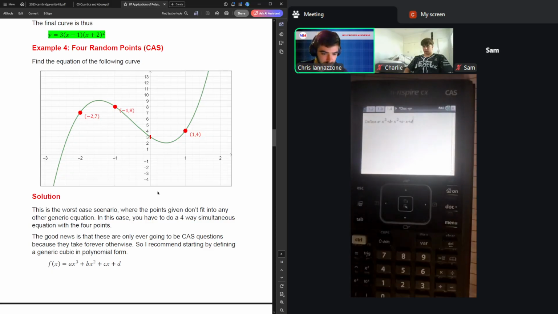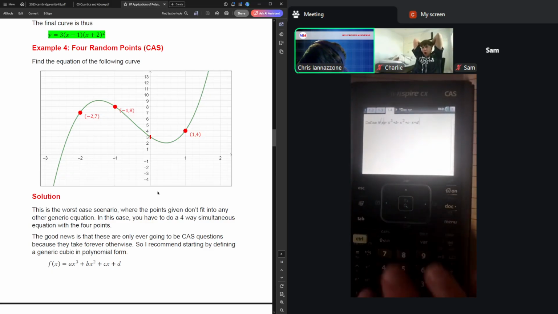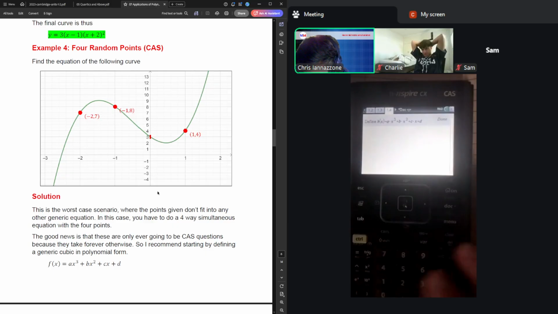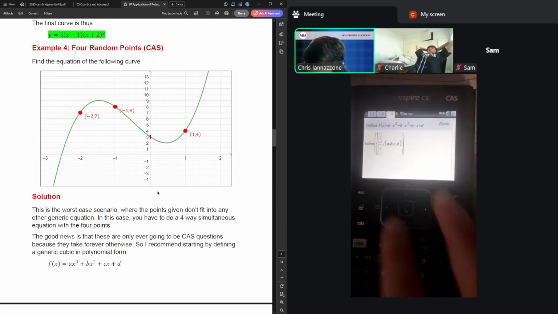Exactly the same on the Casio. You'd also want to define it as well. Yeah, define it properly. Define function equals that. And the syntax is the same on the Casio as well. Now we can go ahead and do what we did before.